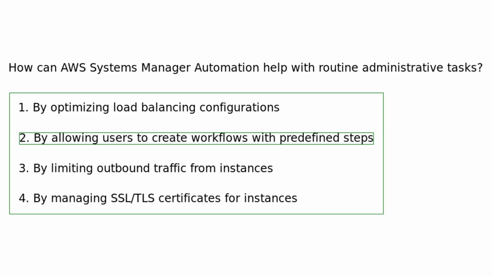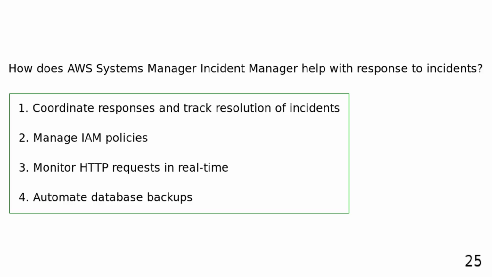AWS Systems Manager automation helps with routine administrative tasks by allowing users to create workflows with predefined steps that can be executed on demand or at scheduled intervals. How does AWS Systems Manager Incident Manager help with response to incidents? Coordinate responses and track resolution of incidents. Manage IAM policies. Monitor HTTP requests in real time. Automate database backups.